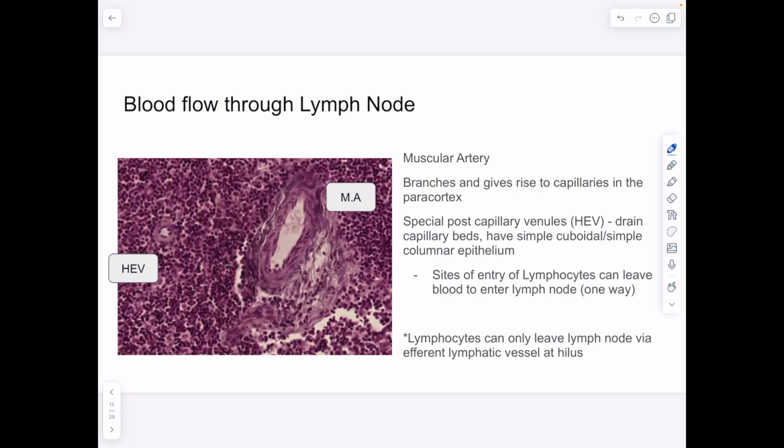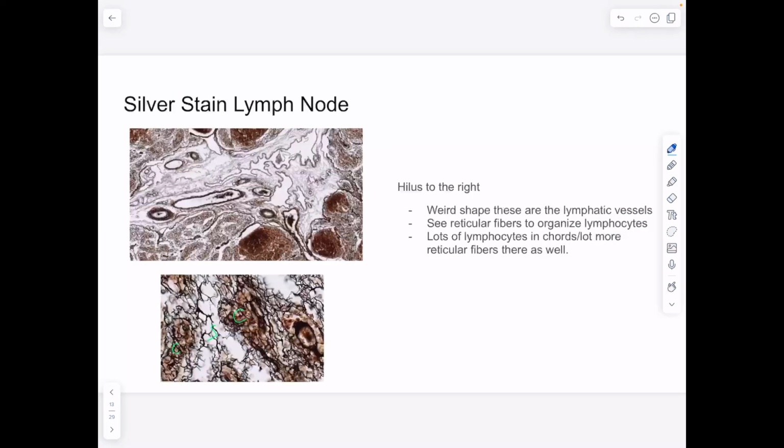All right, and then blood flow through the lymph node. If we take a look at the paracortex, we have a muscular artery right here. It will branch off and give capillaries, and then on the other side we have a capillary venule. So the HEV, it has simple cuboidal or simple columnar epithelium, and it's going to be the site where lymphocytes can leave the blood to enter into the lymph node, right? But they can't exit via the HEV. They can only enter. They can exit at the efferent lymphatic vessel at the hilus. All right, and then the silver staining of the lymph node.